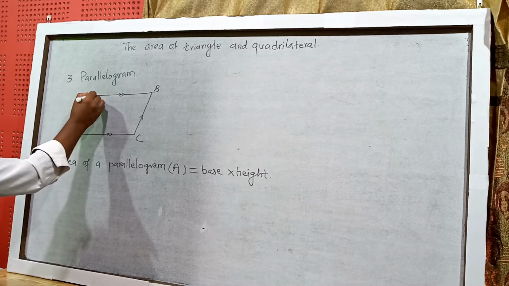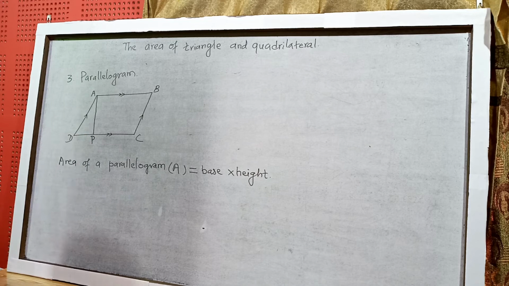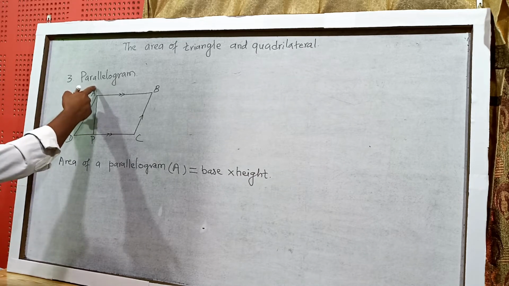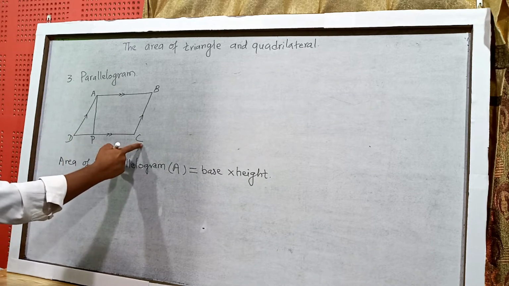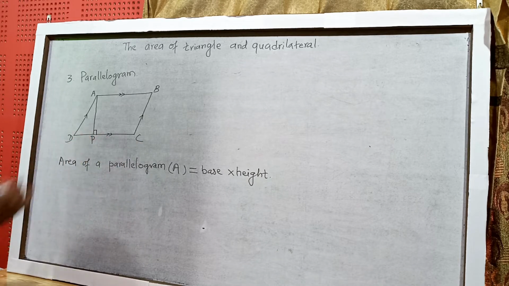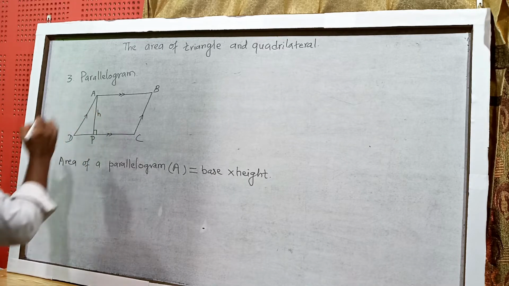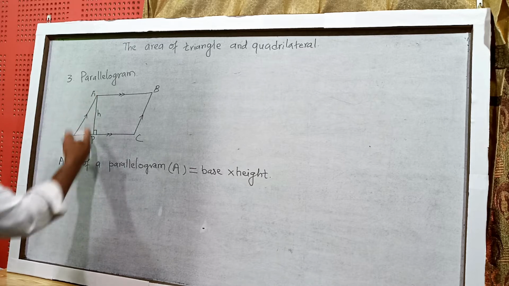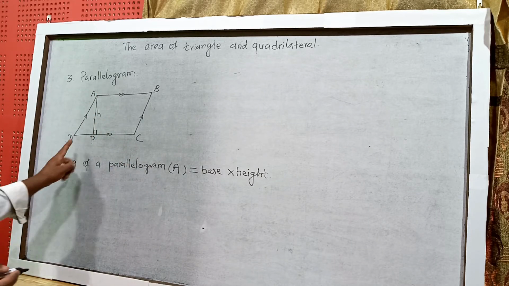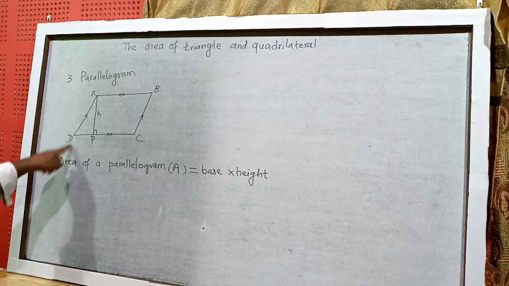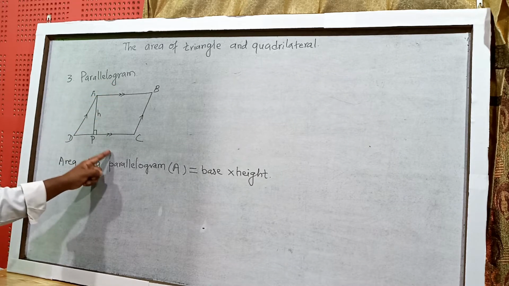Suppose this AP perpendicular is drawn from A to the side DC. This is the perpendicular. This is the height of this parallelogram ABCD. AP is the height of this parallelogram ABCD and CD is the base. And we can also suppose AB is the base because opposite sides of a parallelogram are equal.